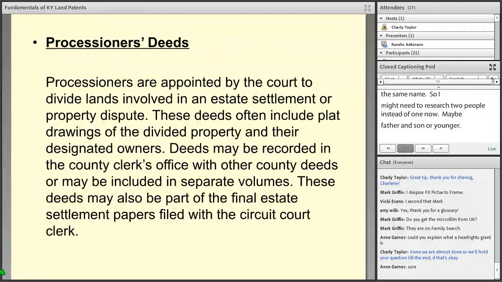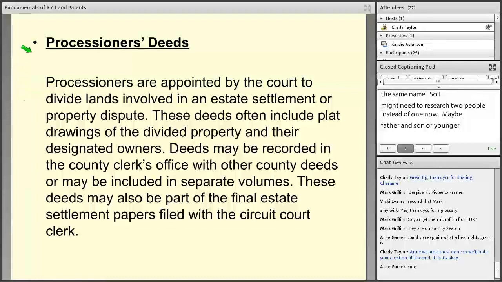Processioner's deeds. Daddy owned 1,000 acres. He died without a will. How is the land going to be divided among his 5 children? The court will appoint processioners to make that division. The processioner's book may record a copy of the survey and the division of the property among the heirs, the widow and the children and so forth, and they are free to buy and trade the land among themselves. The processioners are supposed to be neutral parties.